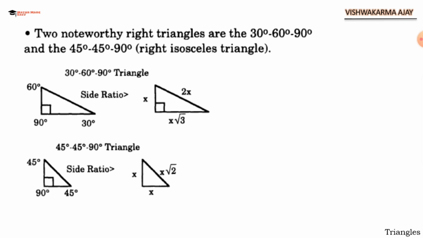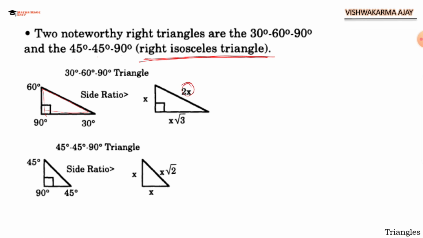Okay, there are some important triangles also. Noteworthy right angle triangles are the 30, 60, 90 degree and the 45, 45, 90 right isosceles triangle. They are noteworthy because of their property. When the triangle is 30 degree, 60 degree and 90 degree, their sides are in a fixed ratio, and these are the ratios.